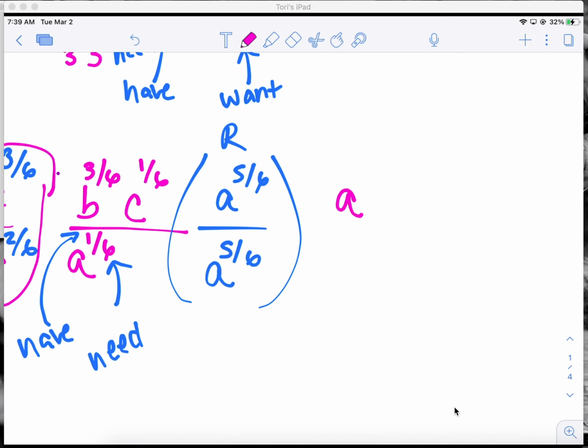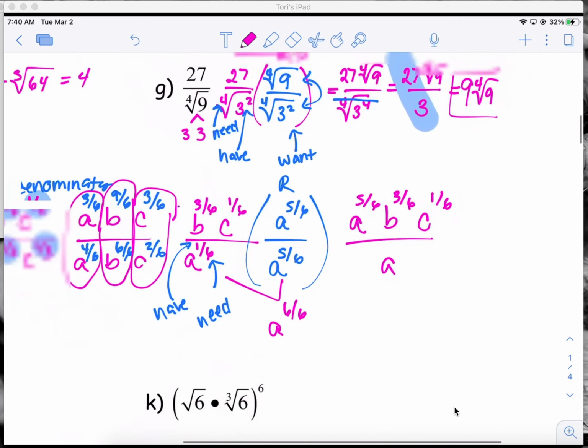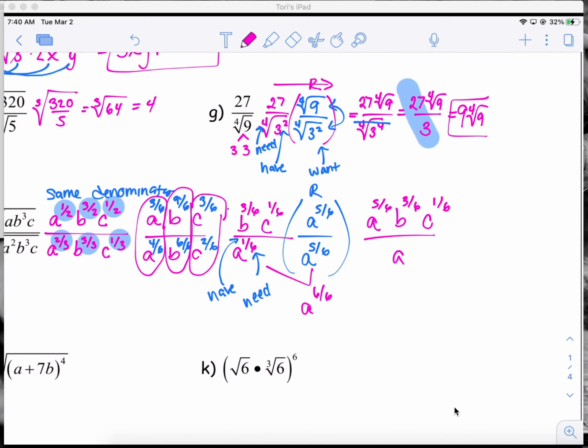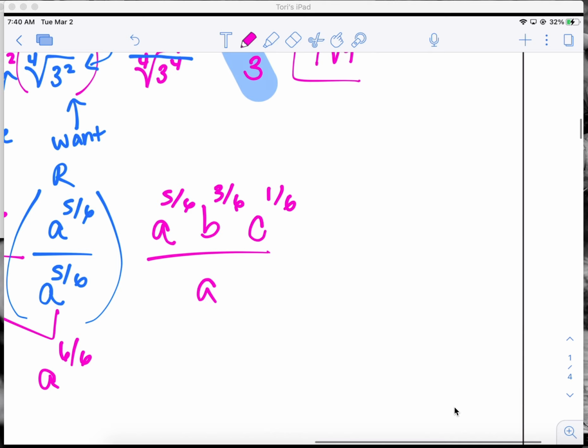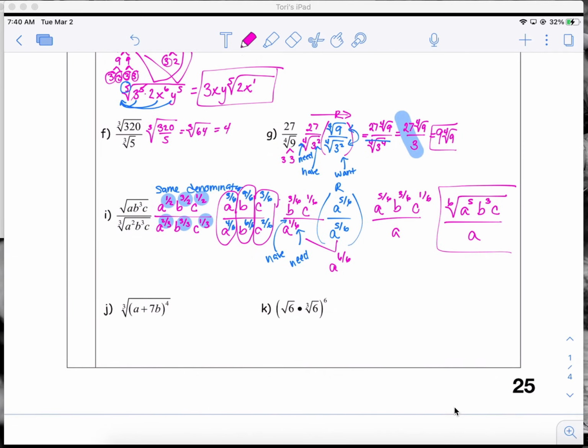We're going to write them in order alphabetically, so 5/6, 3/6, 1/6 over 1 whole A, because I technically have 6/6, so 1 whole A. Okay, remember that if you started as a radical, that's the square root part, you have to end as a radical. So I'm going to take it final step and do a 6th root, because they all have a denominator of 6. I have 5 A's, 3 B's, and 1 C, and I'm keeping that all over 1 A. This is your final answer. All right, last 2.